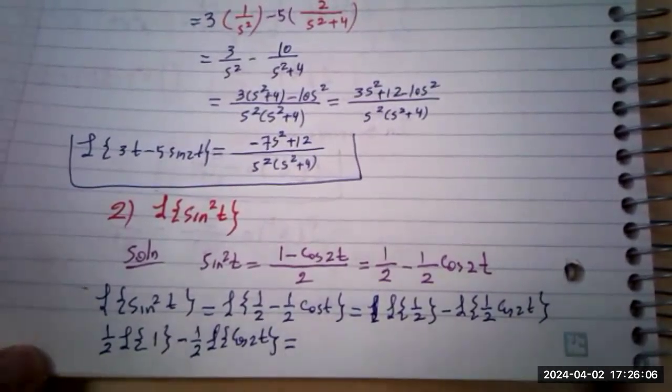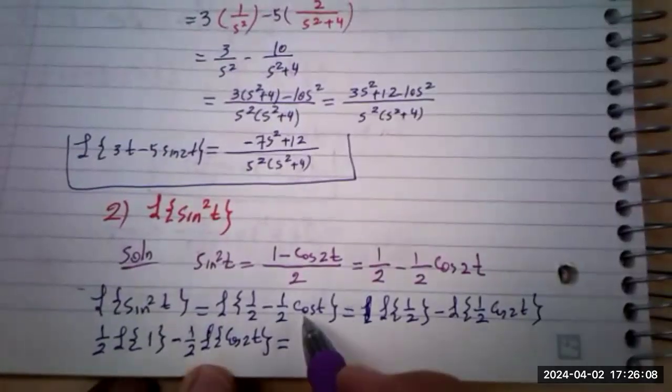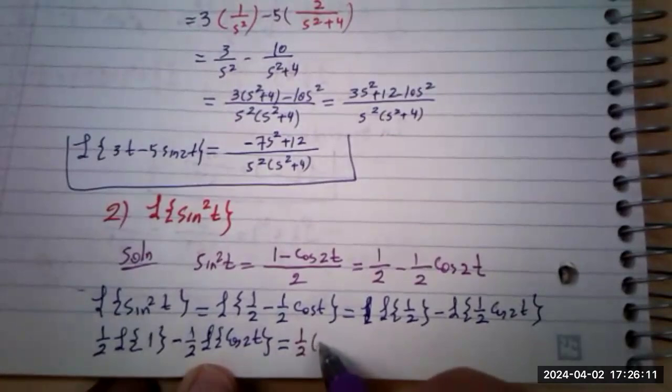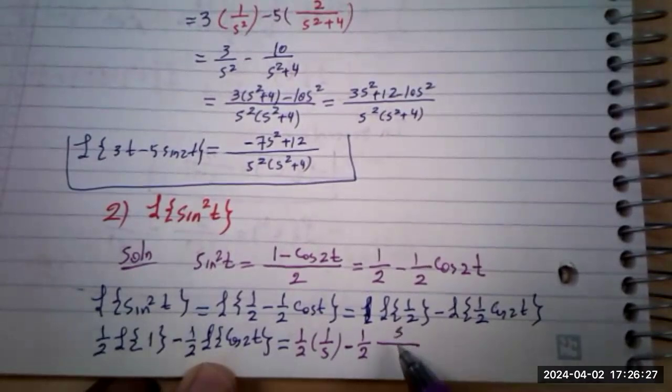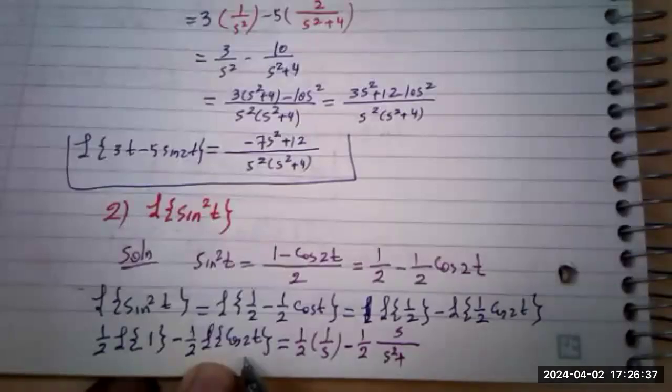Substitute. So it's going to be 1/2 Laplace of 1. Laplace of 1 is 1 over s, minus 1/2 Laplace of cosine. Laplace of cosine is s over s squared plus a squared. For the sine, we have a in the numerator, but for the cosine it is s over s squared plus a squared. Here a is the coefficient of the t. It's 2, so a squared would be 4. That's it.